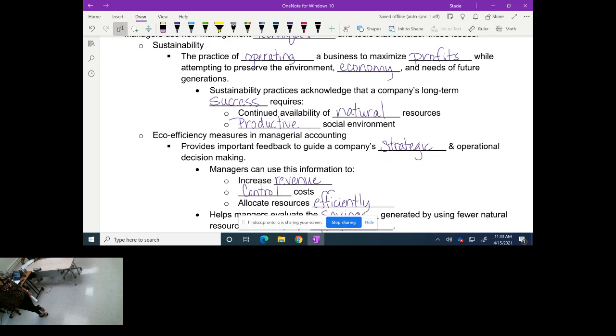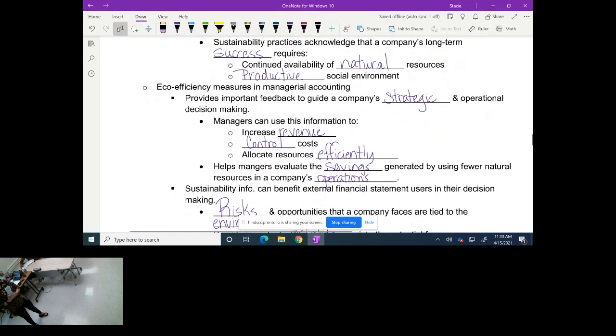Sustainability practices that a company's long-term success requires. They've got to have natural resources, obviously, and a productive social environment. I mean, like I said, it's pretty much kind of common sense. Eco-efficiency and managerial accounting. They need feedback to kind of guide the company's decision making. So when I say feedback, okay, so they make certain changes to be more eco-friendly. They need to compare numbers and see did that increase revenue? Did it hurt revenue? They need that information to control costs.